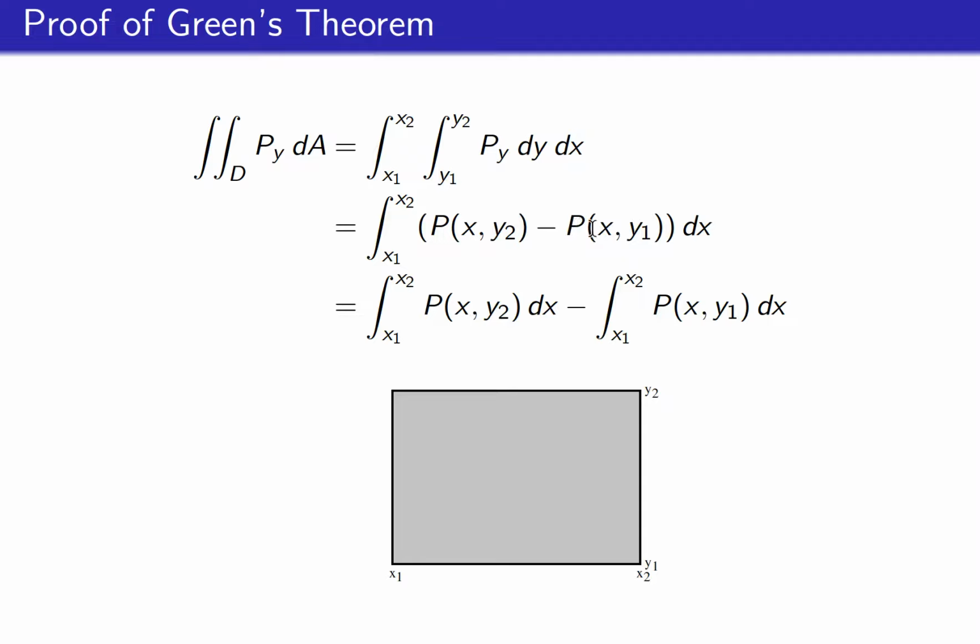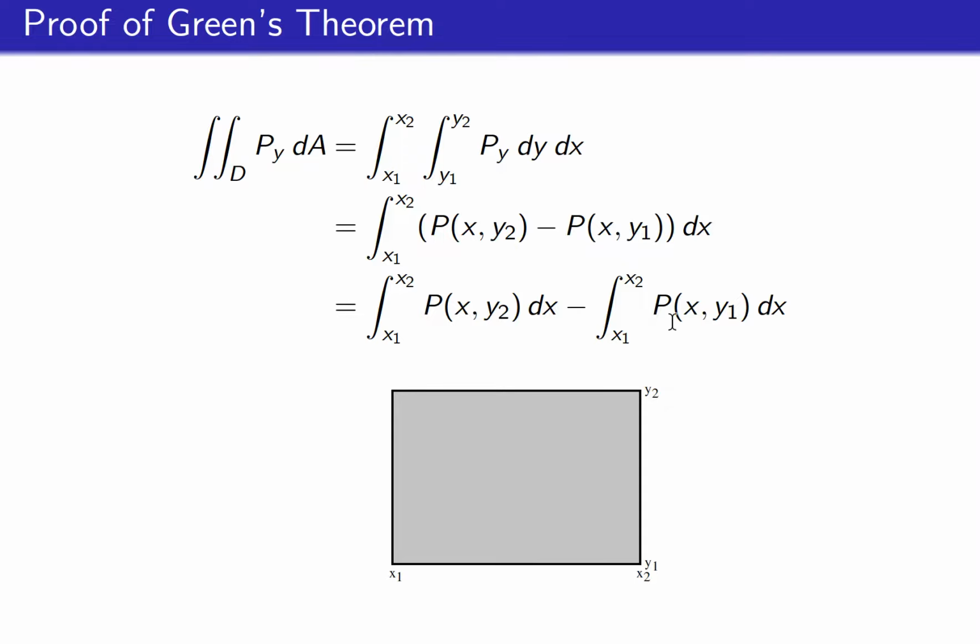Notice x is still here throughout this whole thing. In this inside integral, x is a constant. Now I just split this into two integrals like this. This top one is an integral where y is equal to y2. So y is constant, which means I'm going horizontally where y equals y2, and x is going from x1 to x2.